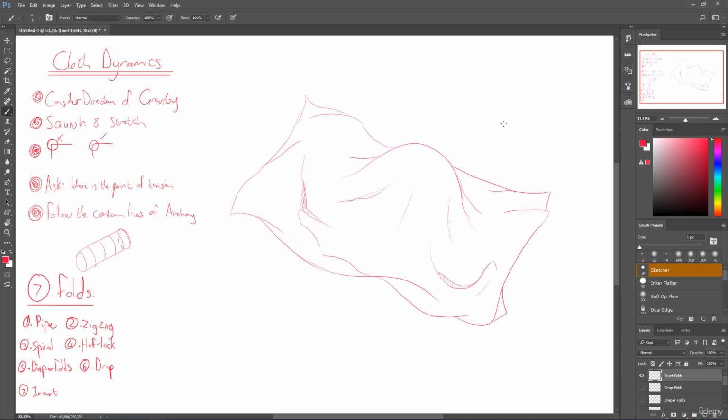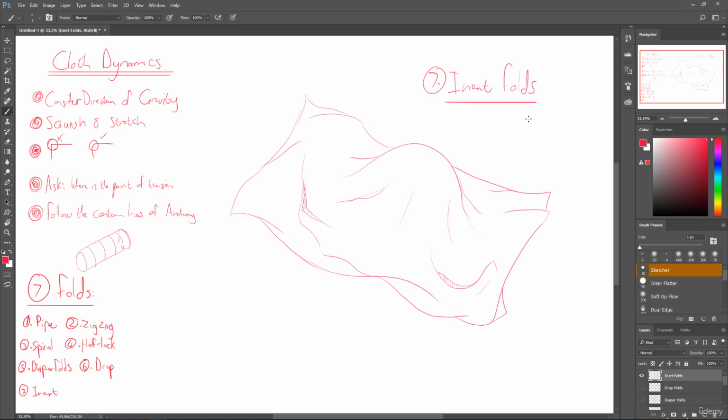All right. So that is that for cloth dynamics and drawing cloth. And if you follow these basic rules and you do a bunch of practice, you will be pretty good at this pretty quickly, I think. This isn't really one of the most complex areas of drawing, to be honest with you.